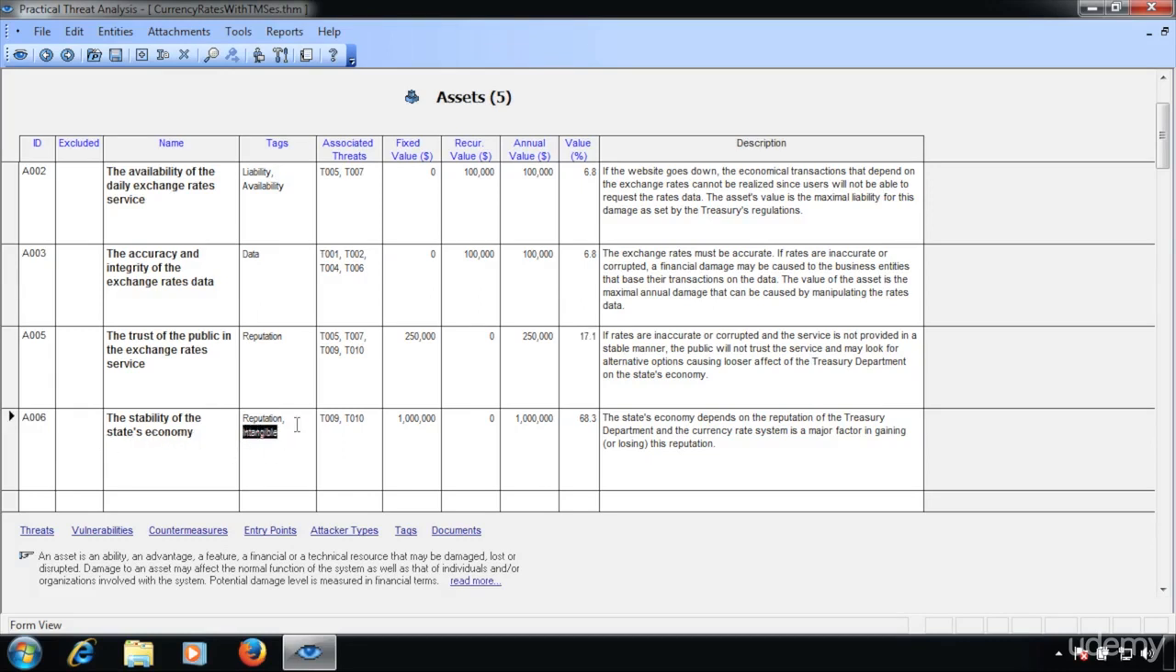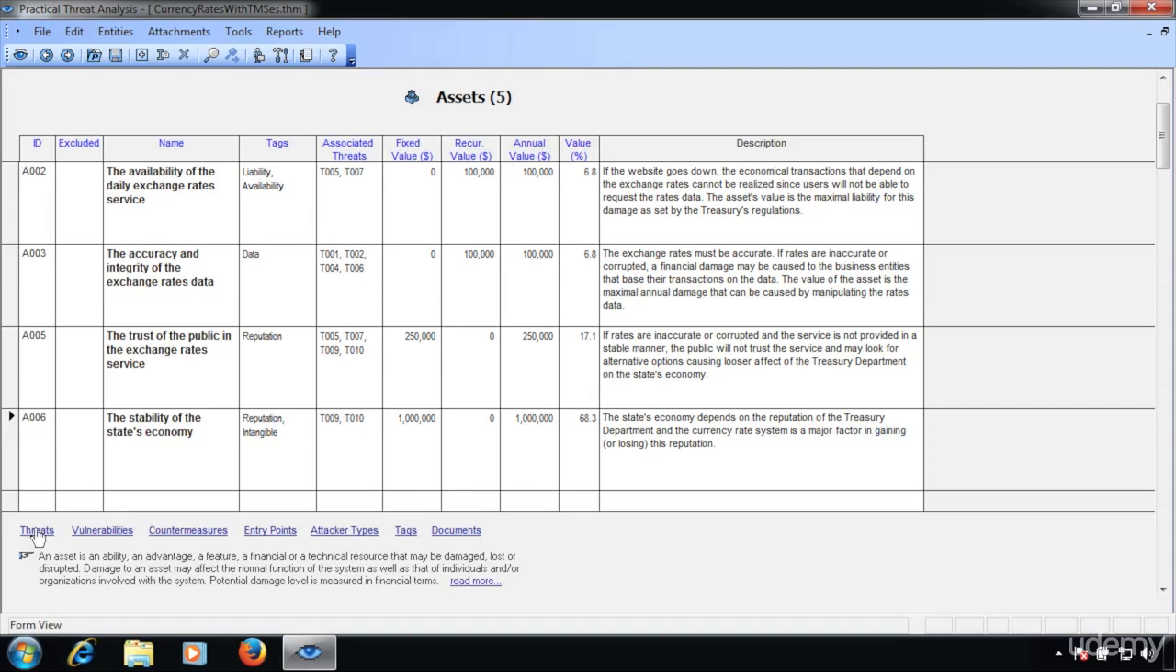Now, this is intangible and linked to another type of reputation. 2 threats are associated with it, and the value actually is around $1 million, and the annual is often going to be the same. This is the highest asset we have. Now, this is not controlled by us, but it affects our company heavily. All right, now let's see what these threats are, 5, 7, and 2.